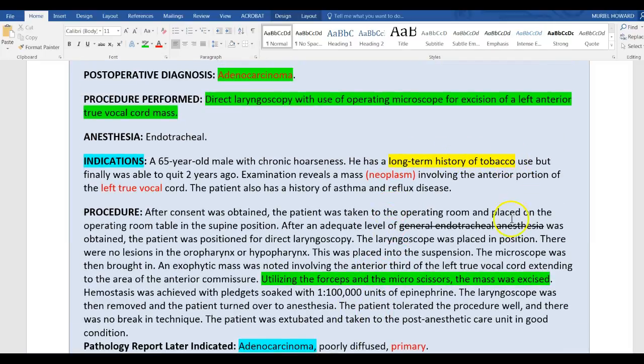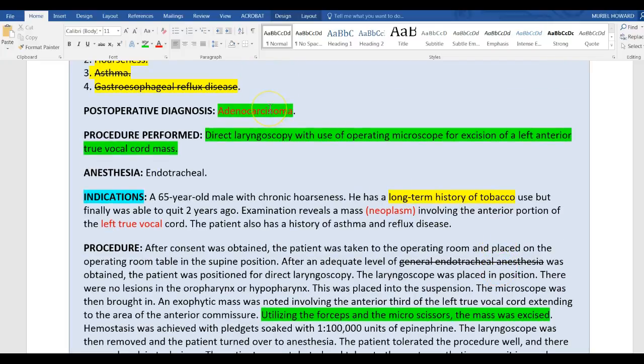Long-term history of tobacco. This problem is associated with this problem. And the reason being is because they always say that smoking can cause or may cause cancer. So these are our main two and only diagnoses. So now let's look at what we're going to do as far as our coding.